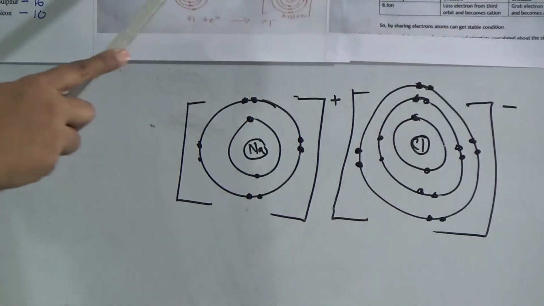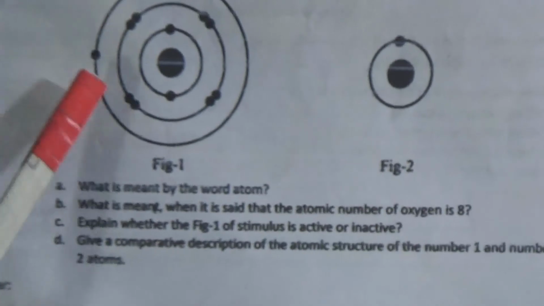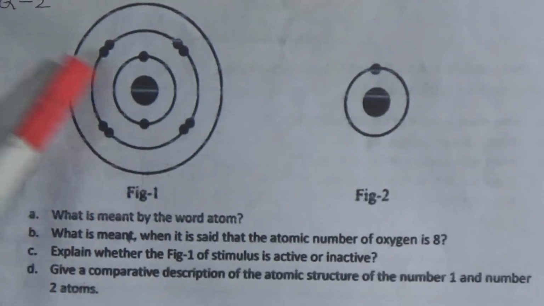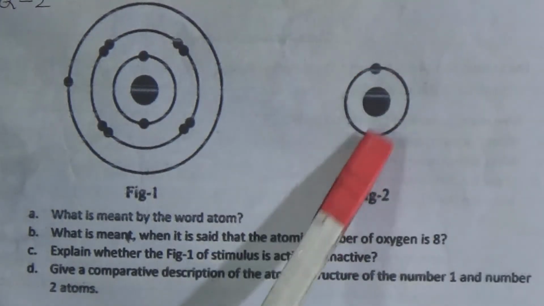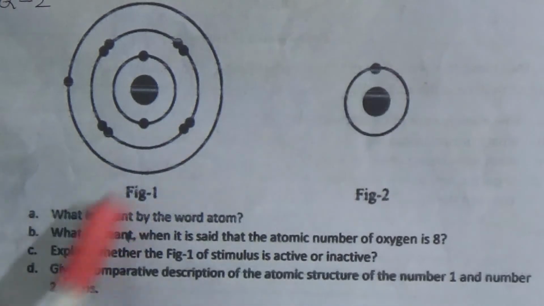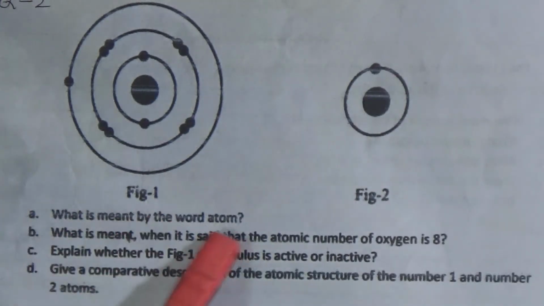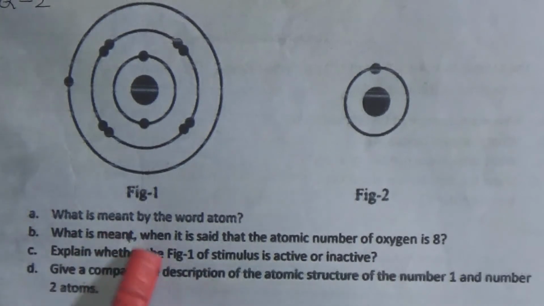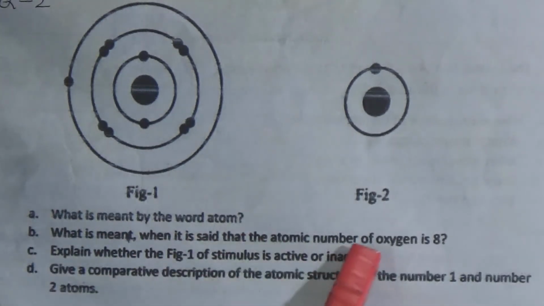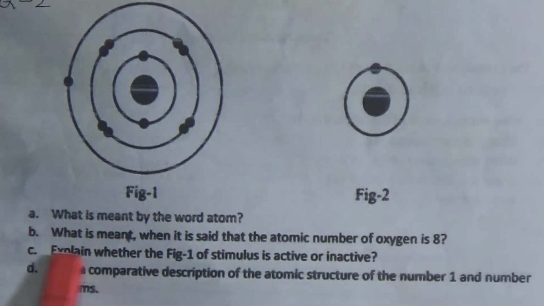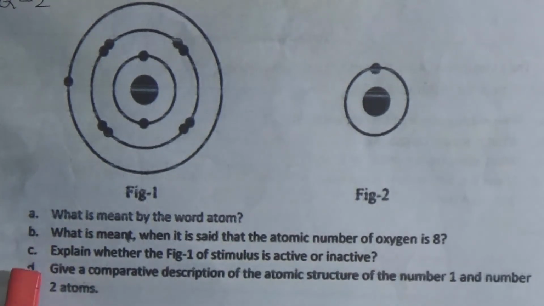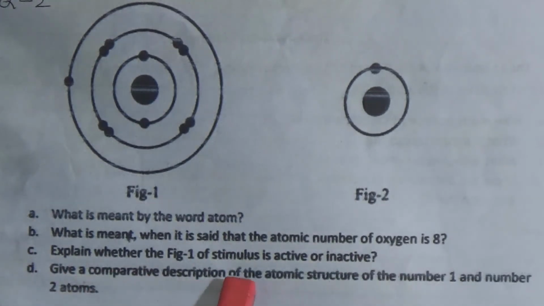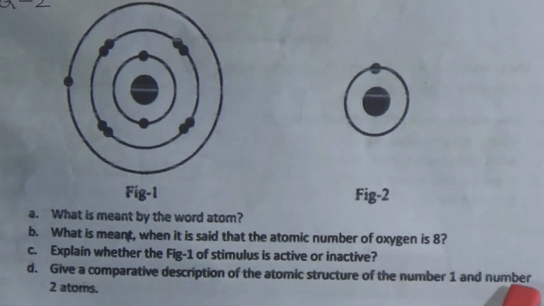Now come to creative question number 2, and there is figure 1. By seeing this figure we can easily understand this is the figure of a sodium atom, because it has 11 electrons, and this is figure 2. This is the hydrogen atom's figure because it has only 1 electron. Now come to A. What is meant by the word atom? B. What is meant when it is said the atomic number of oxygen is 8? Question C, explain whether the figure 1 of the stimulus is active or inactive. Now question D is, give a comparative description of atomic structure of the number 1 and number 2 atom.